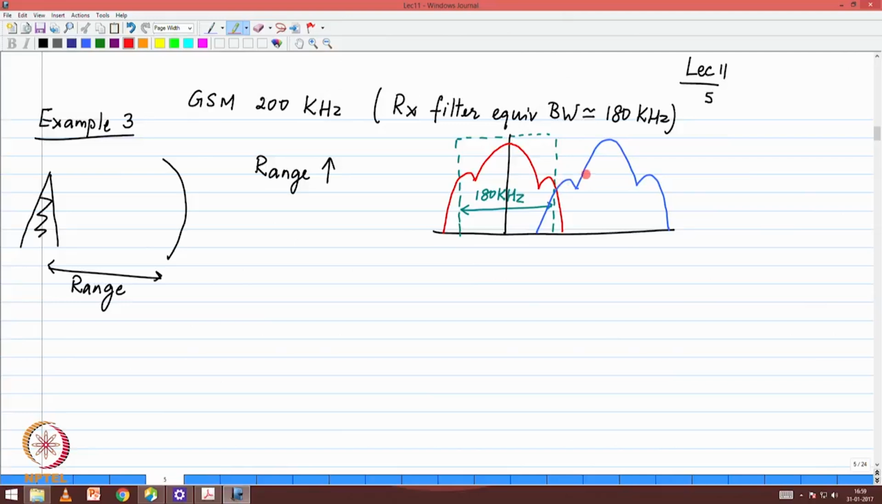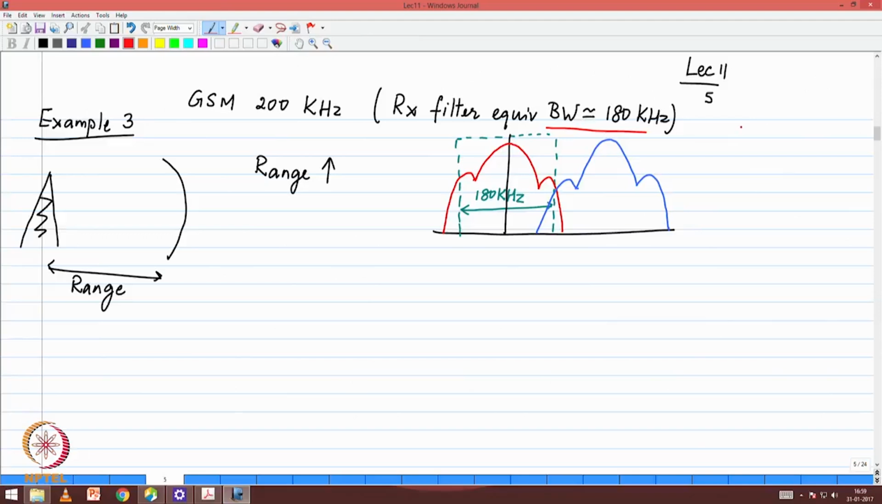So the neighboring channel, if I place it at 200 kilohertz spacing, you can see that there's a fair amount of overlap. That is your adjacent channel. Now, in GSM, it is customary that your receiver will have a receiver bandwidth of 180 kilohertz. Why is it 180 kilohertz? Why not 200? What are the benefits?